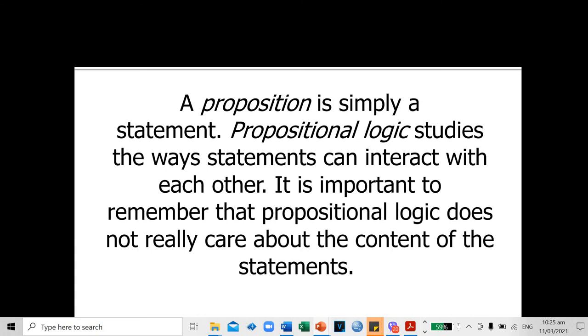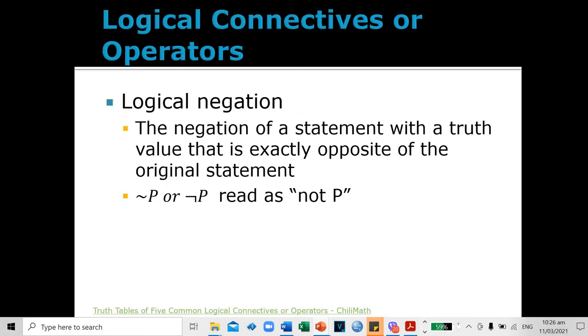So a proposition is simply a statement. Propositional logic studies the ways statements can interact with each other. And it is important to remember that propositional logic does not really care about the content of the statements. So let's have some logical connectives or operators. These are very important when we will be applying these in the examples.